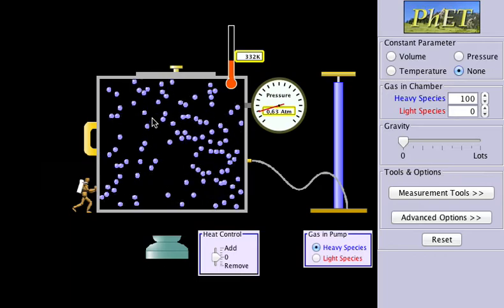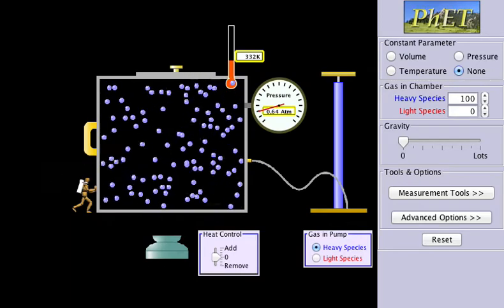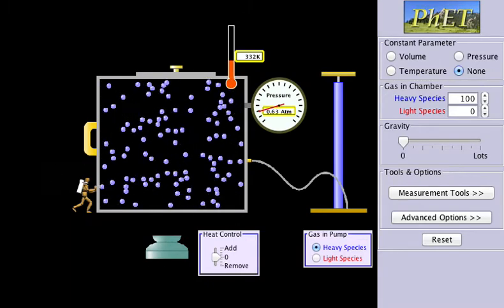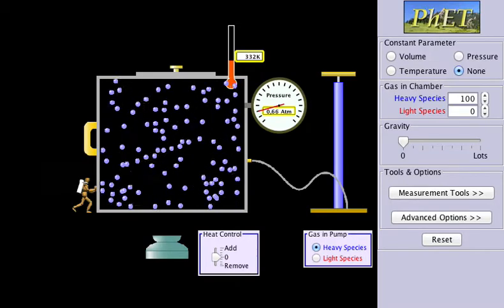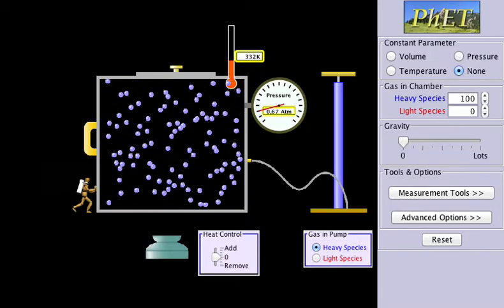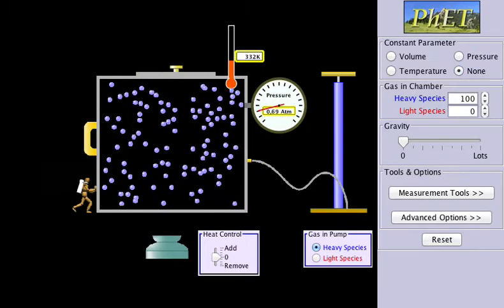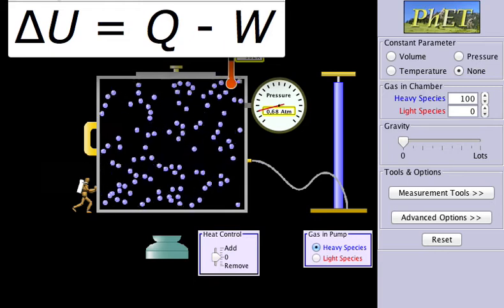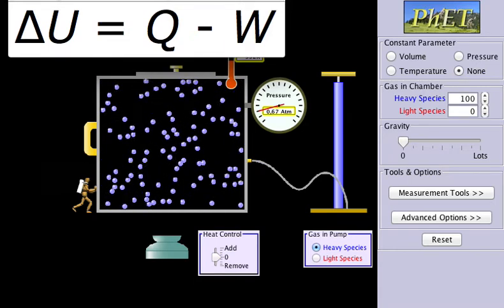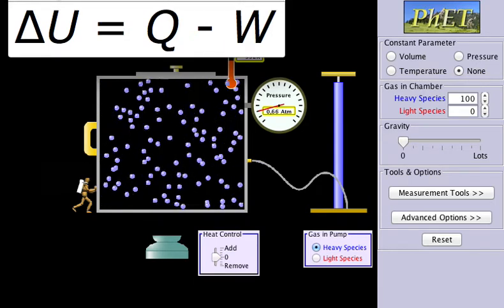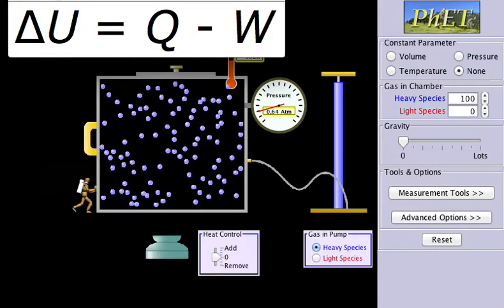The first law of thermodynamics states that the change in internal energy of a system is equal to the algebraic sum of exchanged heat and work. With a convention for the sign of work, the formula is delta U equals Q minus W.